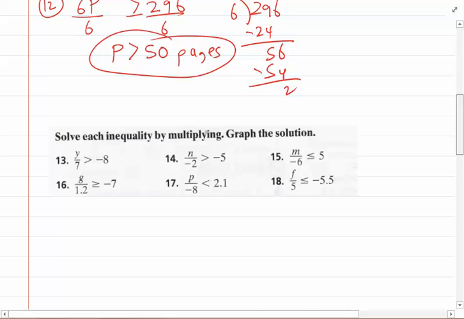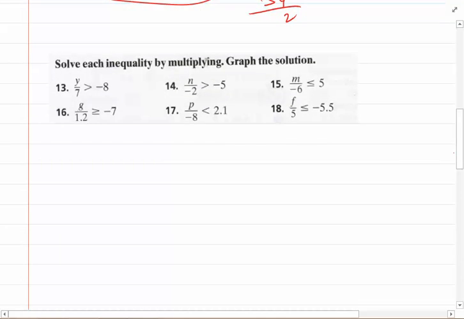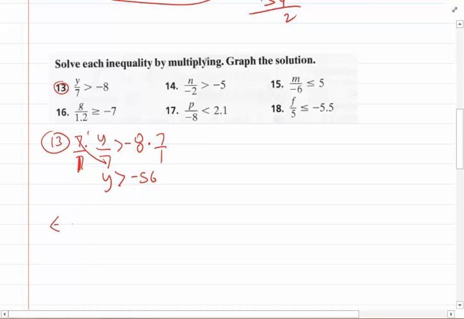Okay, let's look at number 13 here. This is a problem where you have to multiply both sides by a number to get rid of the 7 in the bottom. So you multiply both sides by 7 over 1. This becomes 1. You have y is greater than negative 8 times 7, which is negative 56. If you graph this, always put 0 in the middle. Negative 56 is over here somewhere, and it's greater than negative 56.